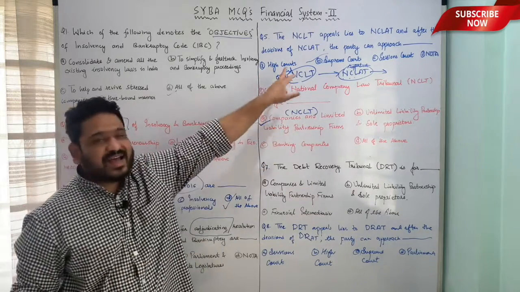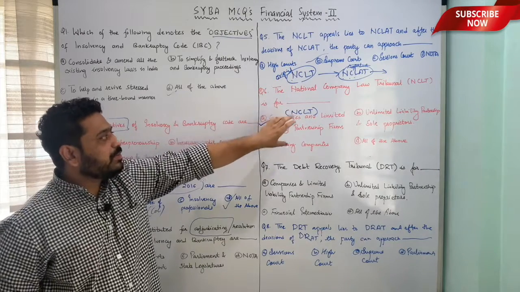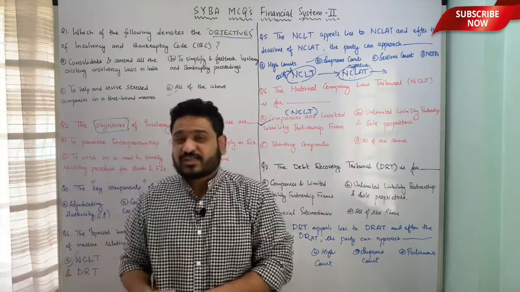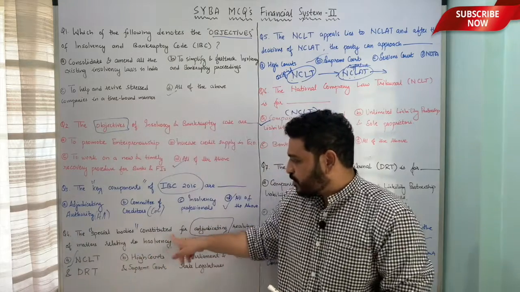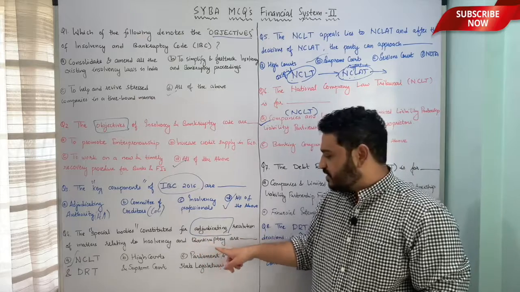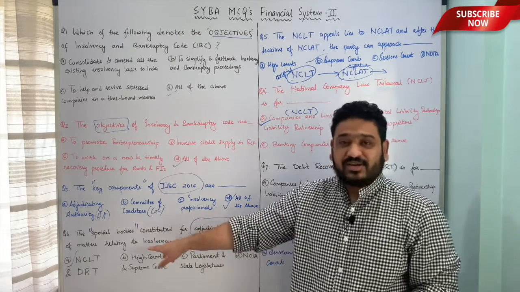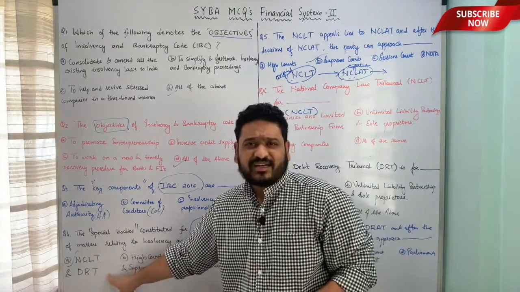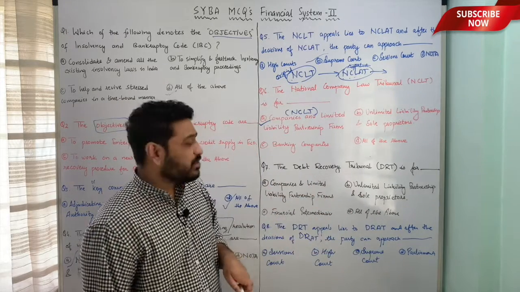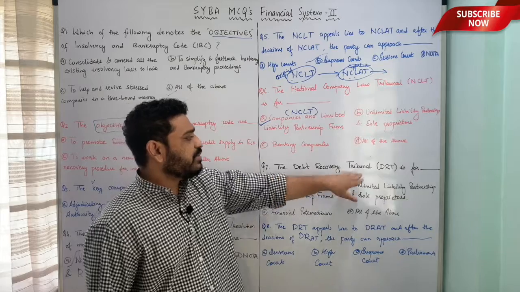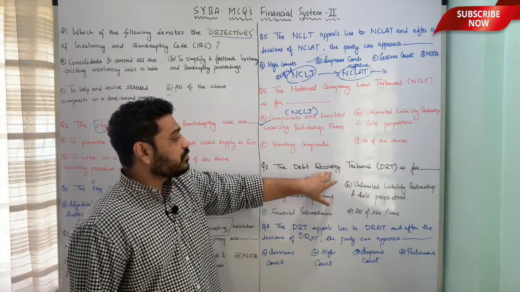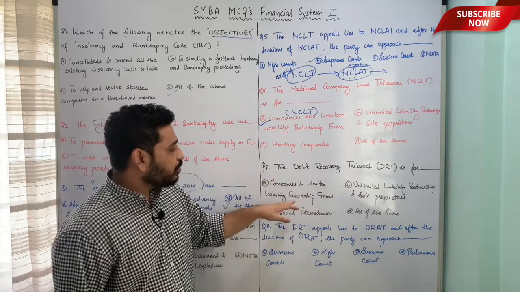The procedure I have told you how to go about it. I hope this is clear. Now there is another specialized body here. We have seen that the special bodies constituted for adjudicating resolution of matters relating to insolvency and bankruptcy are the National Company Law Tribunal and the Debt Recovery Tribunal. So let us look at the next question, which is talking about the Debt Recovery Tribunal. The Debt Recovery Tribunal, DRT, is for dash. Now who can approach the Debt Recovery Tribunal? Let us look at the options.